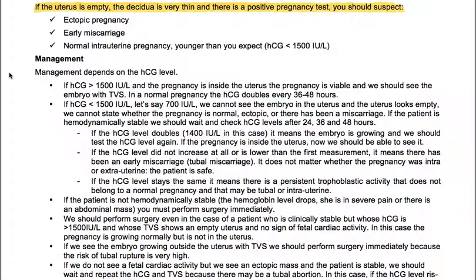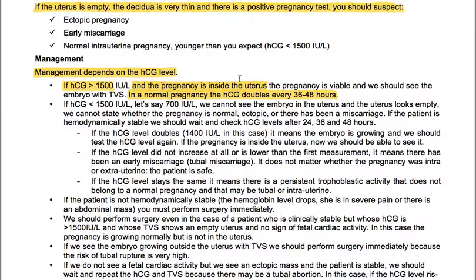Management. It depends on HCG levels. If HCG is more than 1500 and the pregnancy is inside the uterus, the pregnancy is viable, and you should see the embryo with transvaginal ultrasound. In a normal pregnancy, the HCG doubles every 36-48 hours.